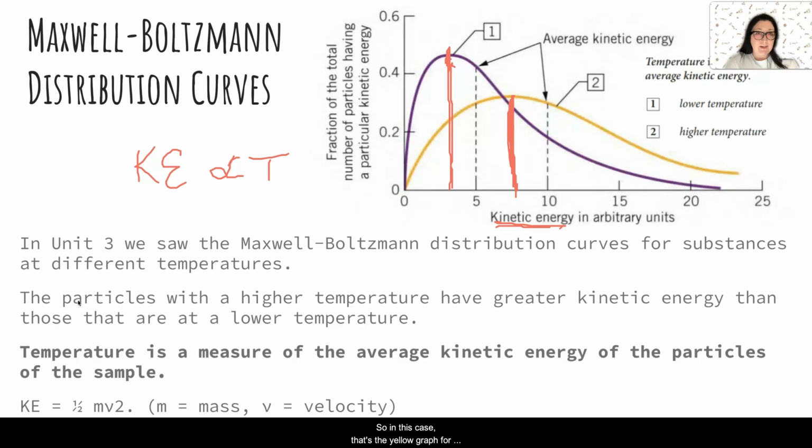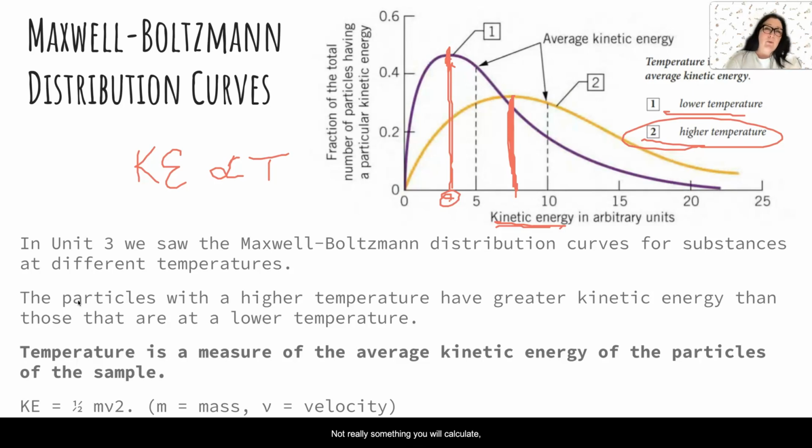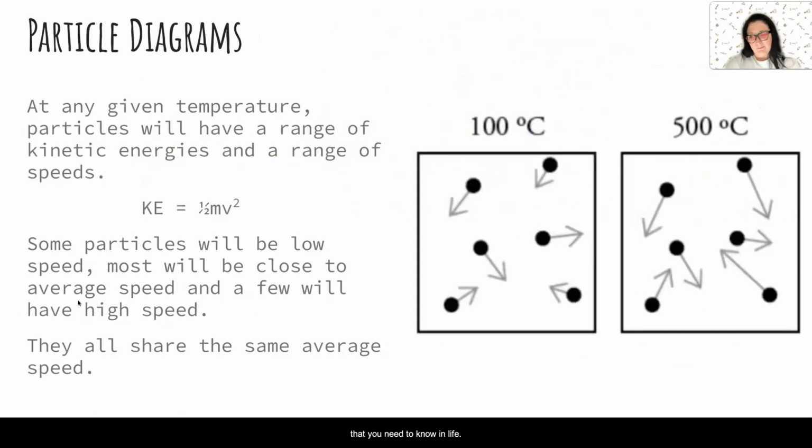So in this case, that's the yellow graph, or graph number 2. So this one is at a higher temperature, whereas the purple one has lower kinetic energy. Therefore, it's going to be working at the lowest temperature. Don't forget your kinetic energy is 1/2 mv squared equation. Not really something you will calculate, but just be able to regurgitate that. That is a basic science equation that you need to know in life.